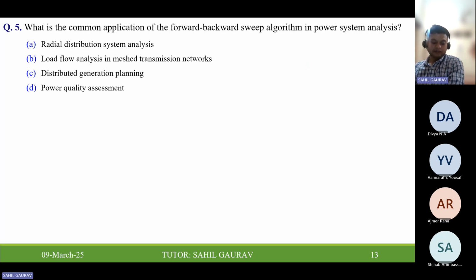Let us see the next problem. What is the common application of the forward backward sweep algorithm in power system analysis? And this is again a multiple select question.